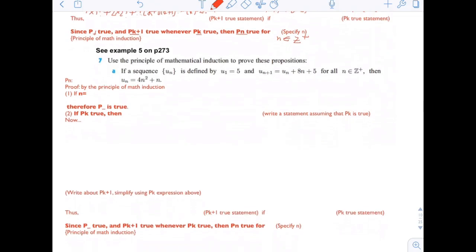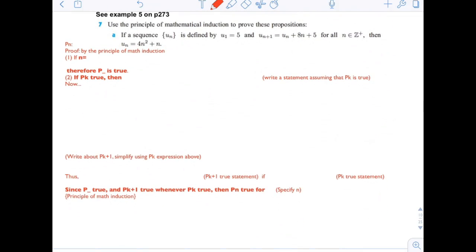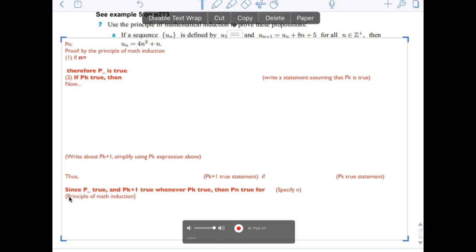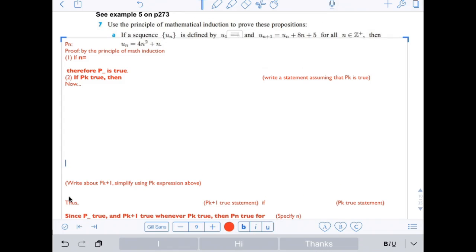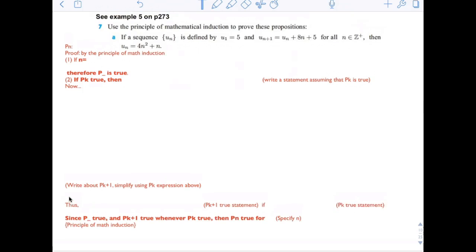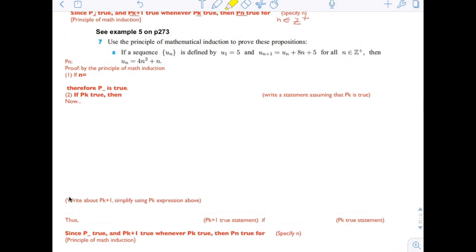Moving on to number 7. Let's see. Get a little bit more space here. Okay. So first of all, remember that at the top you're going to write that the proposition or the conjecture is: the sequence U subscript n is defined by U1 and so on.